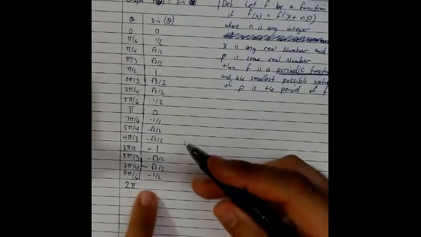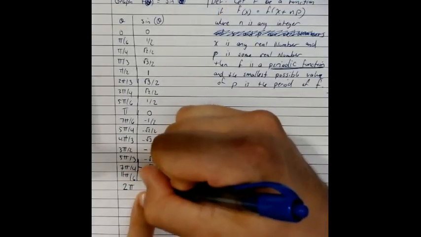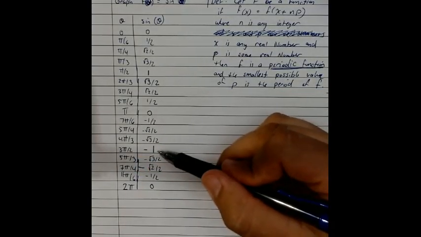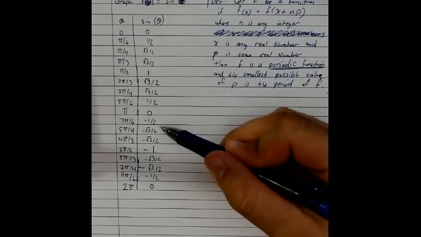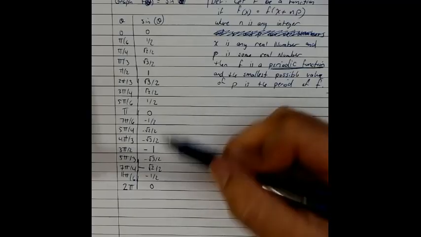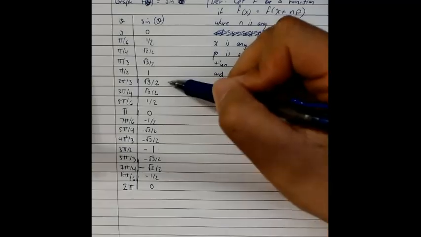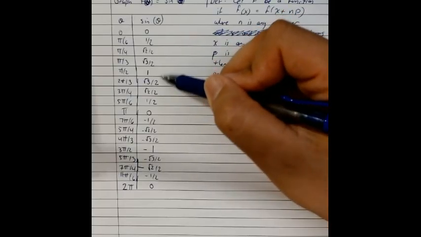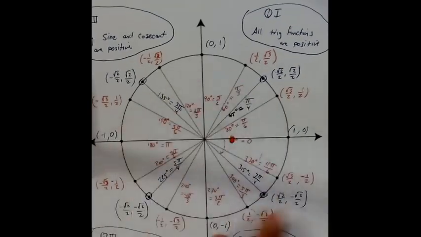So here, this is going to be the same as where we started. Sine of 2 pi is 0. Notice there's a lot of symmetry here. This is the same as that one. Same thing over here. This is the same as that one, and that one, and that one, and that one, and that one. And of course, that's to be expected because of the symmetry of the circle.